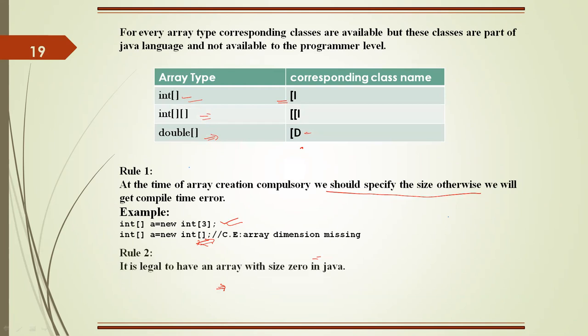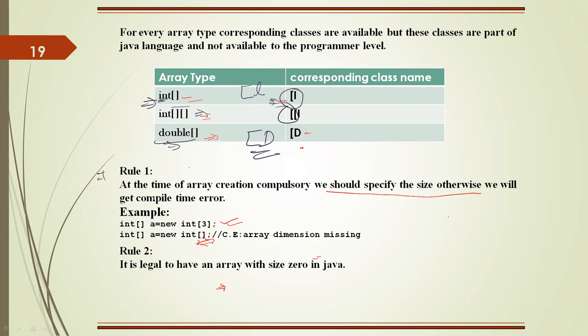So now here are some rules we have also. First, if you declare a single dimensional array and print that value, it will print square bracket, then I for int. If the data type is double, then square brackets and D for double.